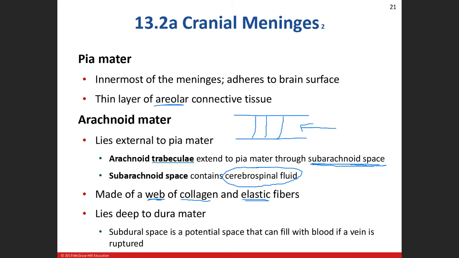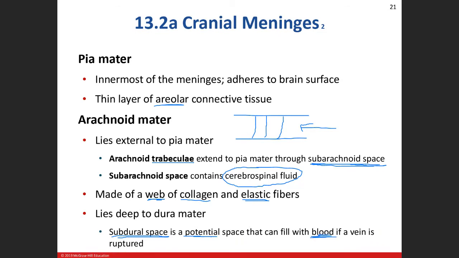There's a space between the dura mater and the arachnoid mater called the subdural space. It is what's known as a potential space, which means that space is not normally there unless something not good is happening. If you rupture a blood vessel, you can bleed into that space. I don't know if you've ever heard of a subdural hematoma. If you rupture a blood vessel from some sort of trauma, like a TBI, traumatic brain injury, that space can start to fill up with blood.